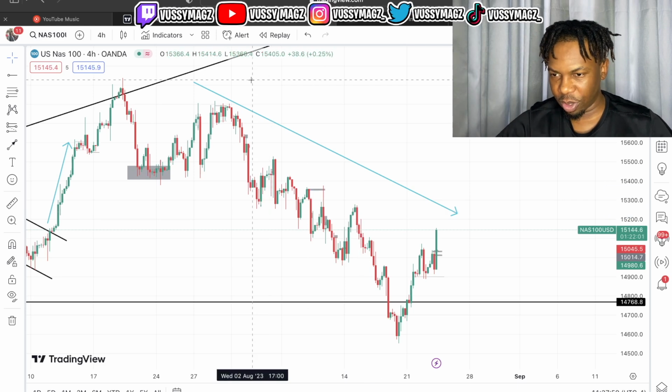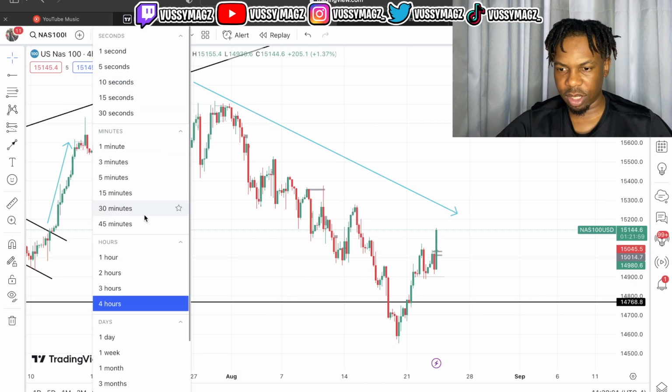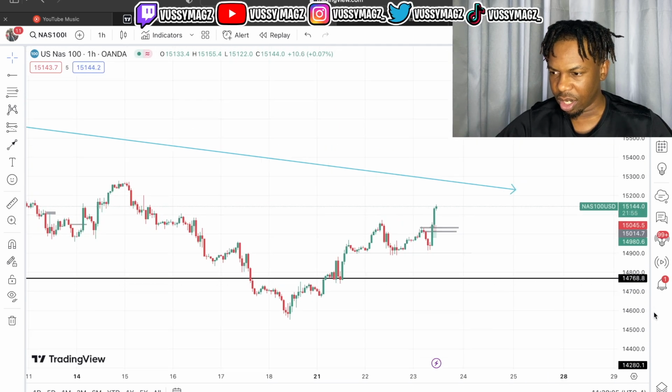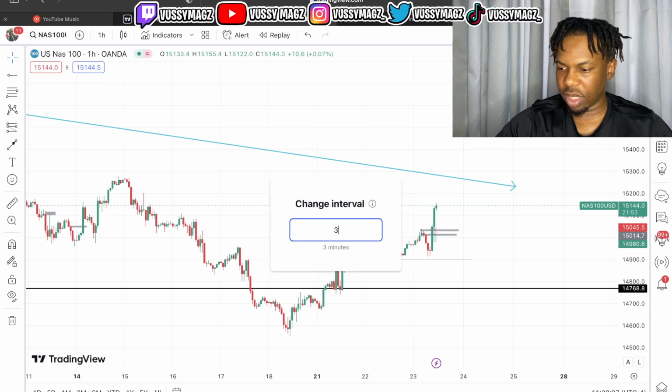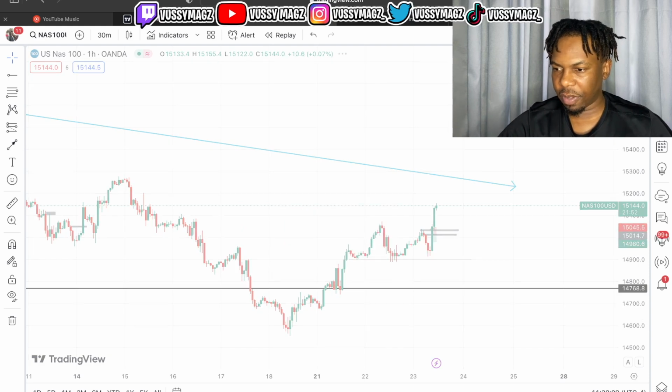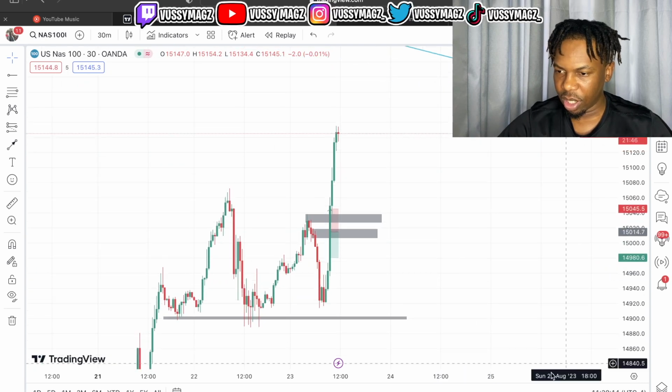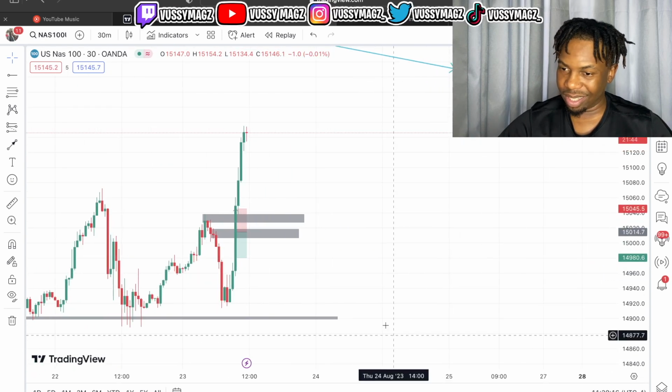So today we were looking at the NAS100. I was using my 30 minutes chart, and then I found a very quick setup. You understand? This is the setup that I found, which got violated, as you can see.